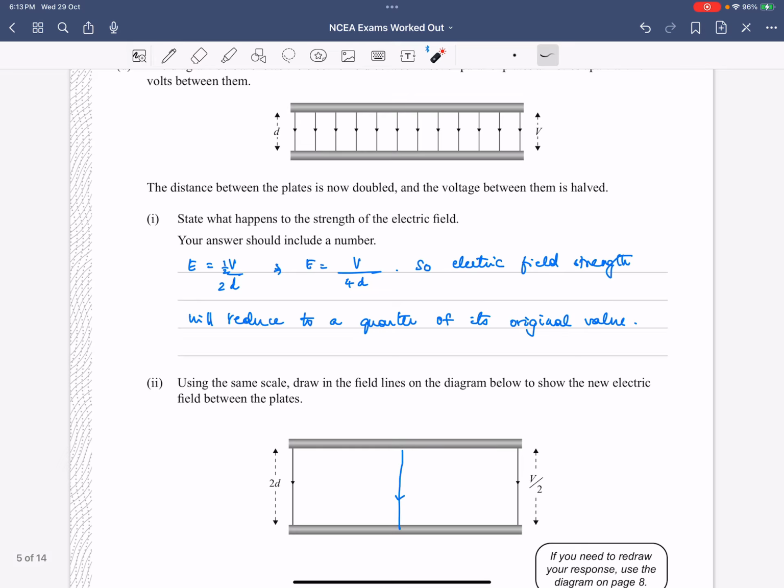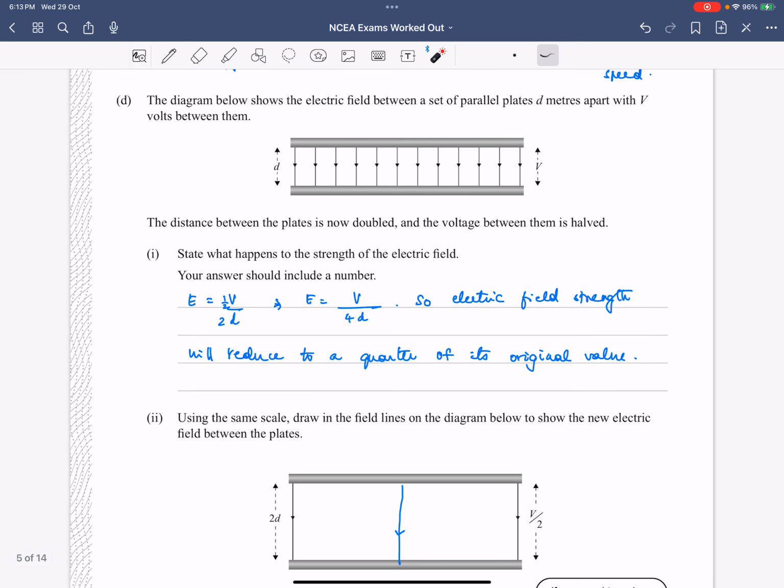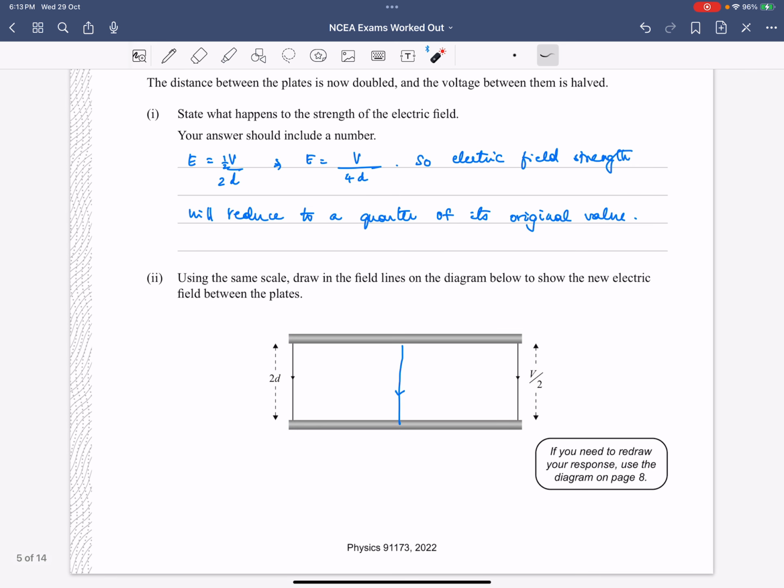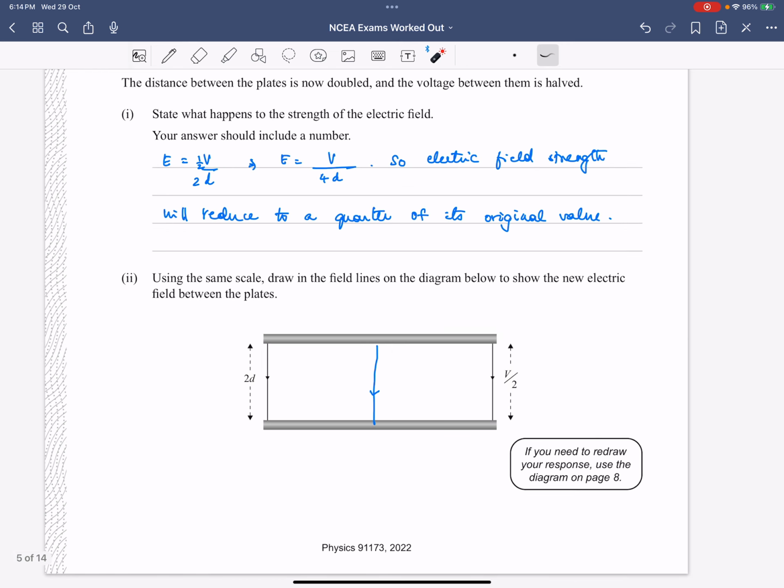Now using the same scale, draw in field lines on the diagram below to show the new electric field strength. So the electric field has now reduced by 4 times, so it's only a quarter. I counted the number of lines here. There were 12. So a quarter of 12 is 3. There's already 2 lines, so I just needed one more in the middle. So that's how I got my single line.